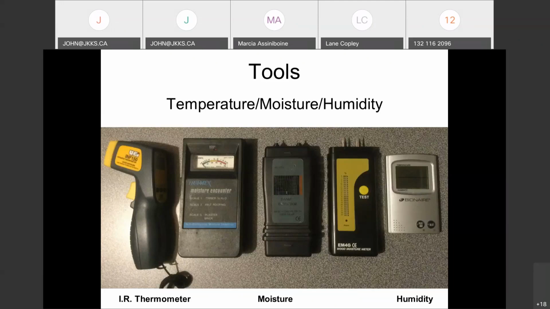The last thing there is a humidity / temperature gauge. What I do quite often is I set that up and I do my inspection, do a walk around, and find an average temperature and humidity reading in the house.